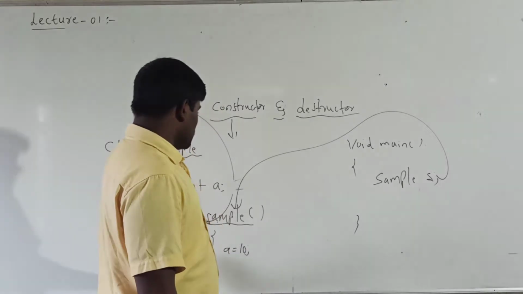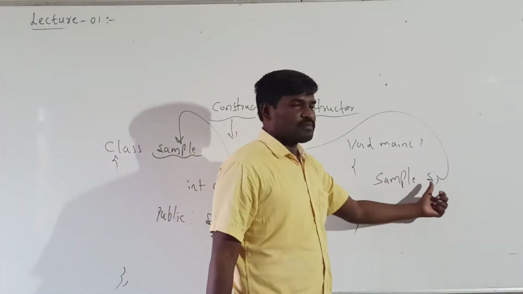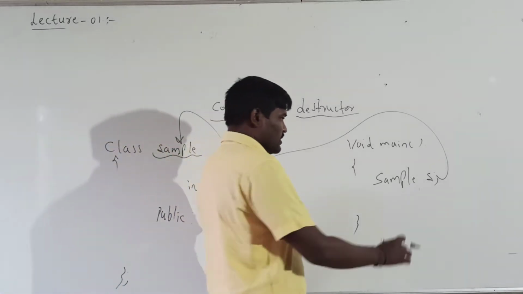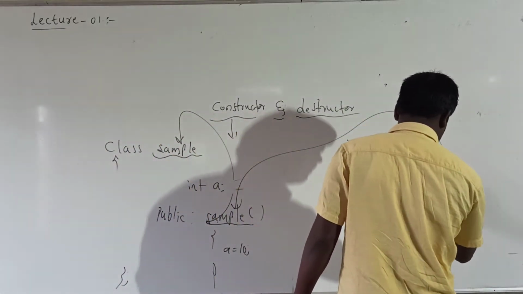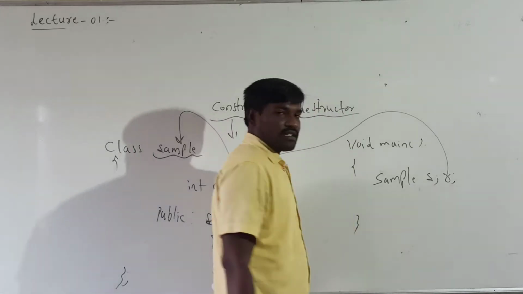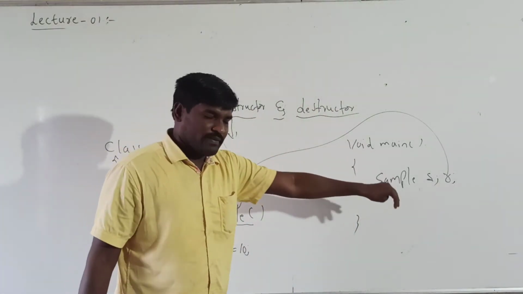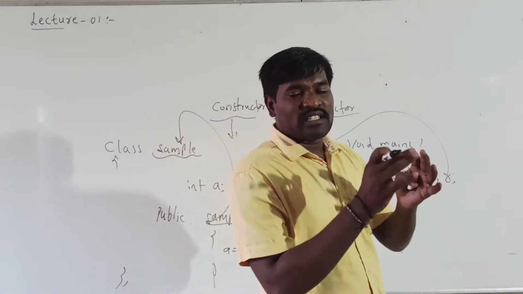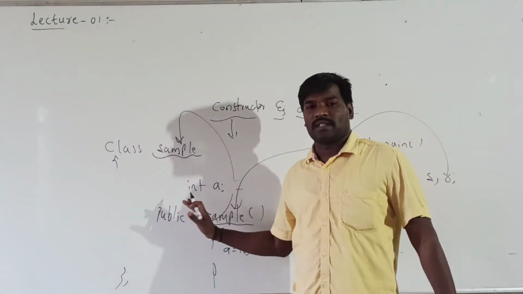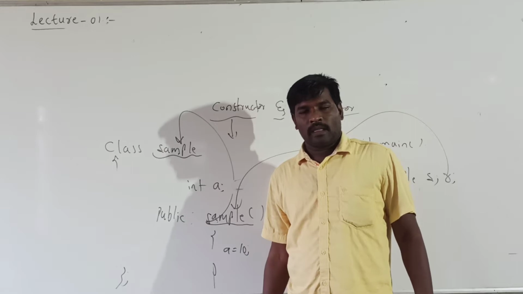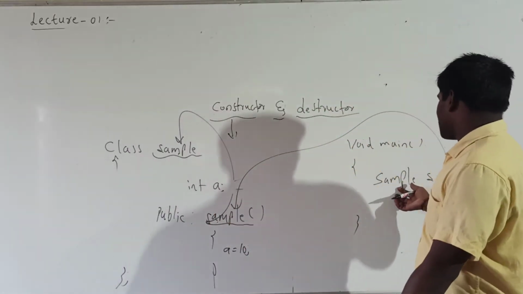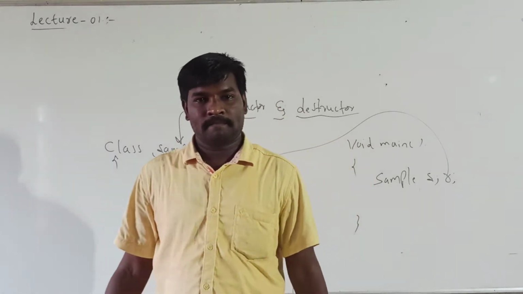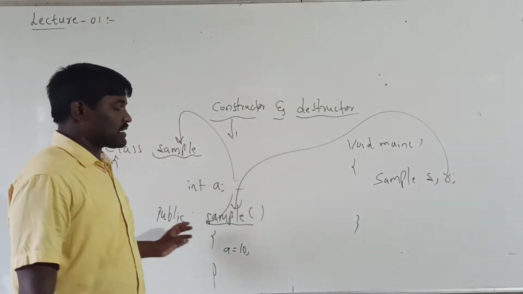Suppose I create one object, then one time the constructor will be called and 10 is stored in a. Next I can create one more object, R. It means that again it will call the constructor. If you create 10 objects, then 10 times the constructor will be called, and all the objects contain the same value, that is a is equal to 10. So this is the constructor.